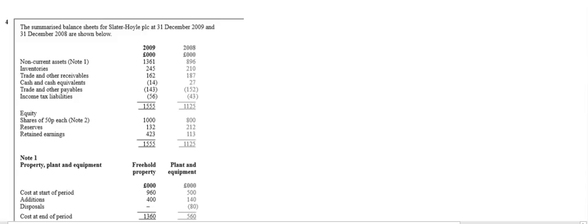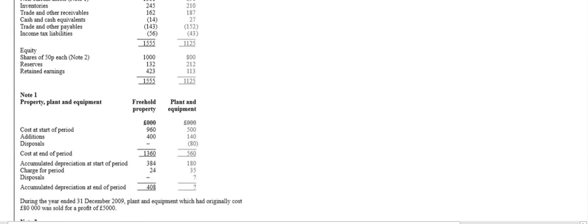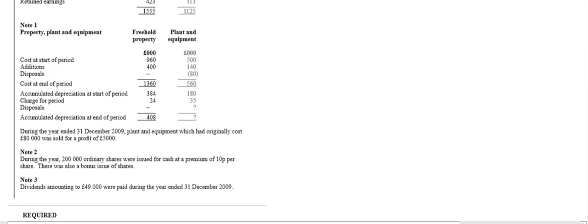They said the summarized balance sheet for Slater, 31st December 2009 and 2010, is given. For cash flow statements, you'll be given two balance sheets, opening and closing. So you're going to compare both of these balance sheets to find your required answers, and you'll be given one income statement. But look at this particular question. They didn't give you any income statement information. Rather, they give you some notes.